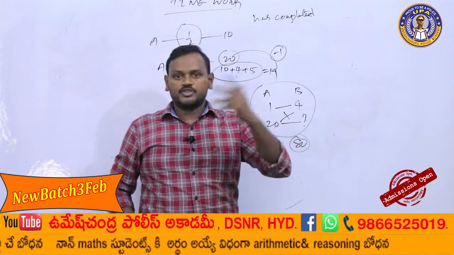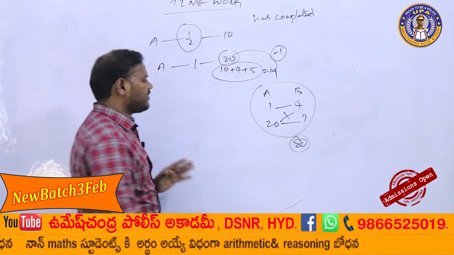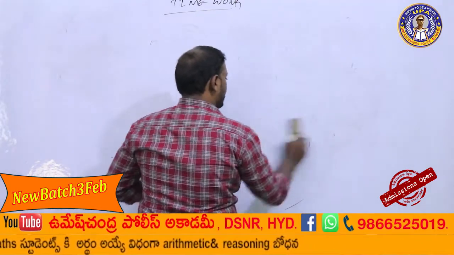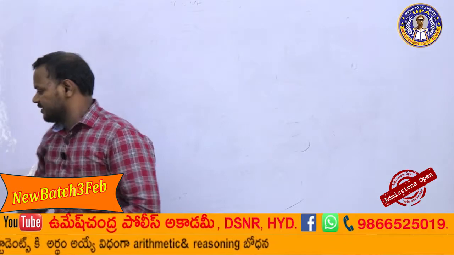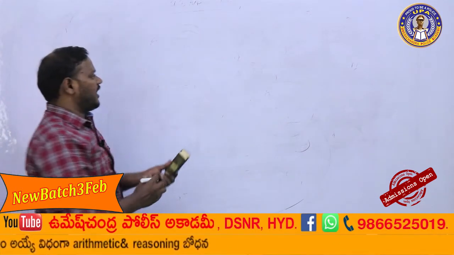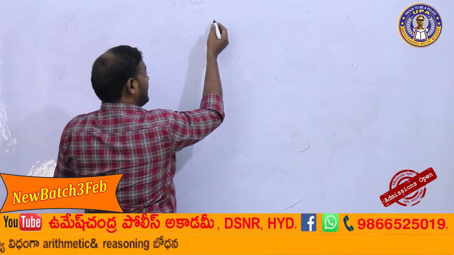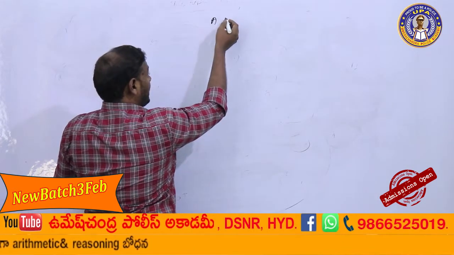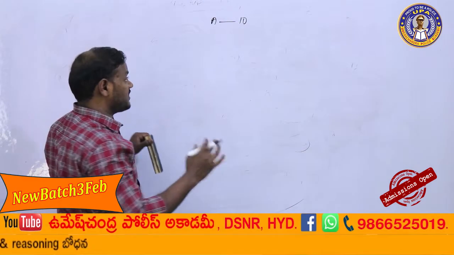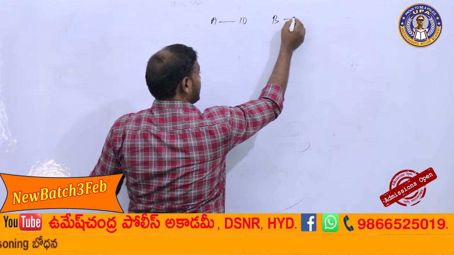Chain rule. If I choose chain rule, I will give a simple question. Let's check the previous question we have in the 2019 SI Constable AP paper. Few questions are there in time and work. I will take them. Before that, I will give a simple example. A can do a work in 10 days. B can do the same work in 30 days.